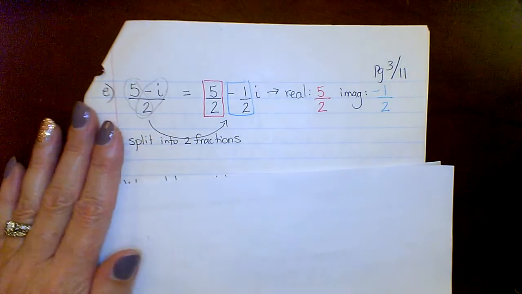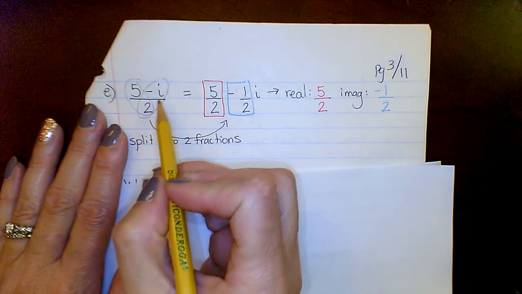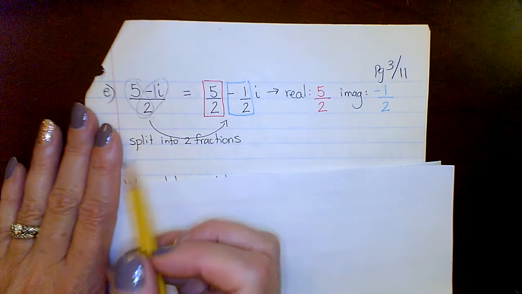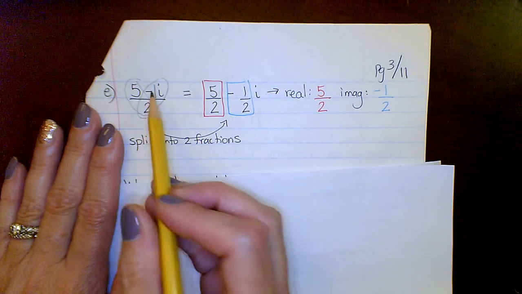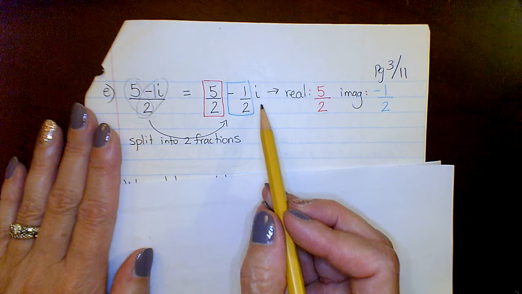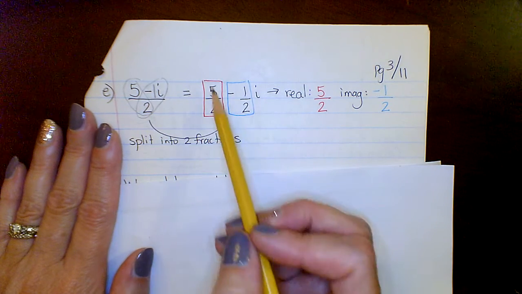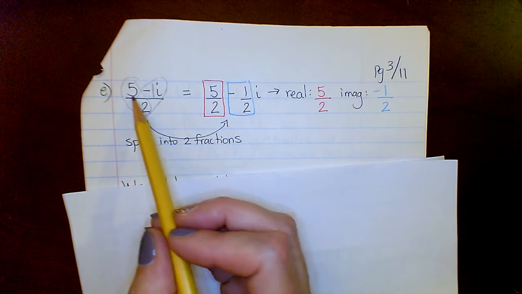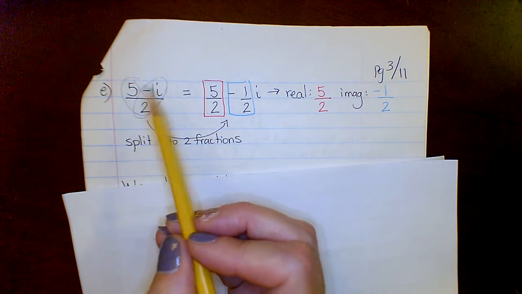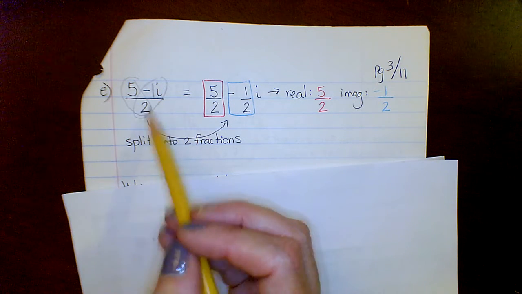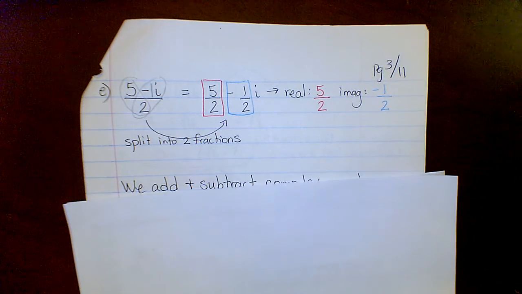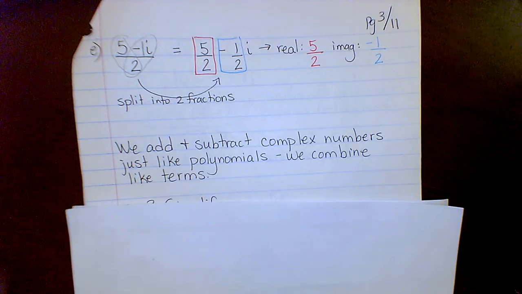This one's going to be a fraction, so I can split this up into 5 halves and then minus i over 2. That coefficient of i is an understood 1 right here. So I pulled this apart into 5 halves minus 1/2 i, so that you could see that the real part is 5 halves, the imaginary part's negative 1/2. Be careful, because I could see you maybe accidentally saying, oh, the real part's 5 and the imaginary part's negative 1. What do I do with this 2? Well, I'm just going to ignore it. Can't really do that.